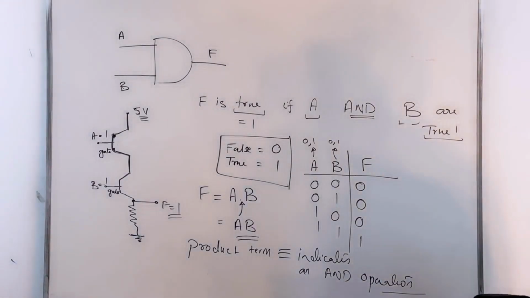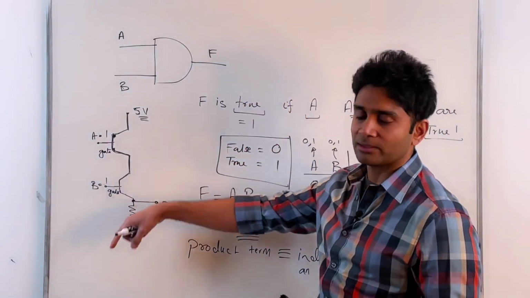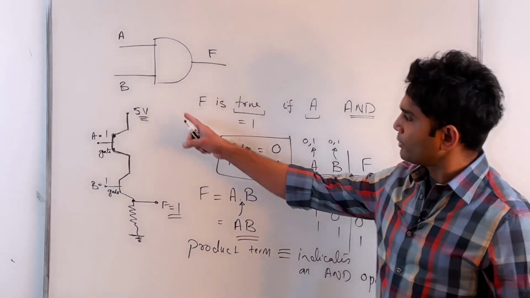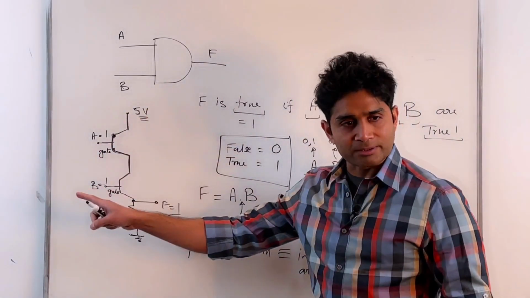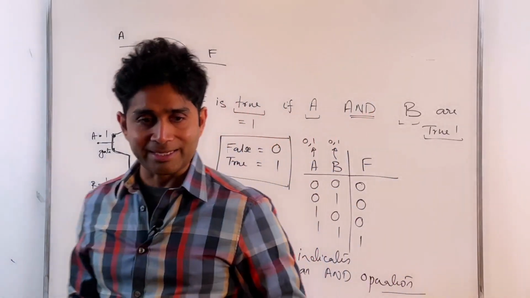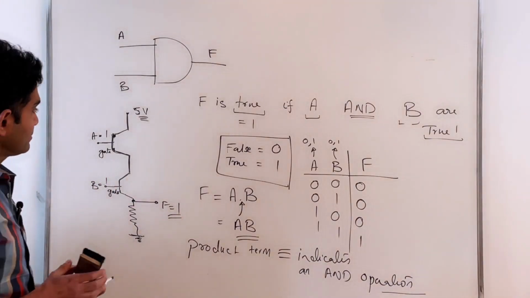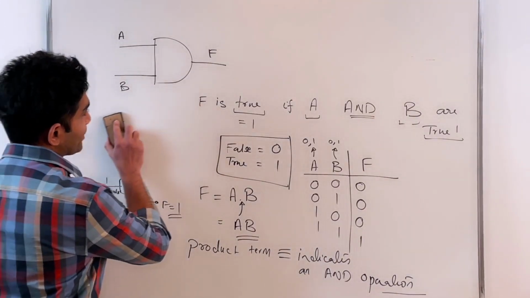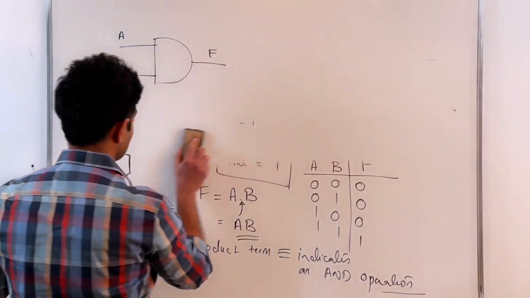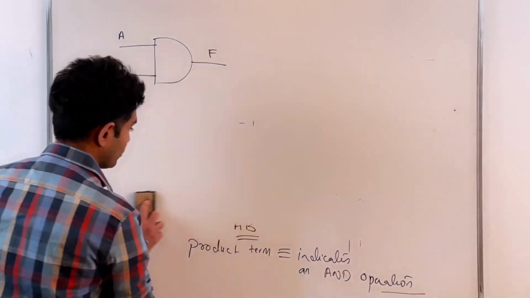Okay. So that's how, if you go one hierarchy down, you can actually start seeing the circuits for the corresponding gates. Okay. So that's your AND gate. All right. Now we have other gates too. So let's actually look at those.